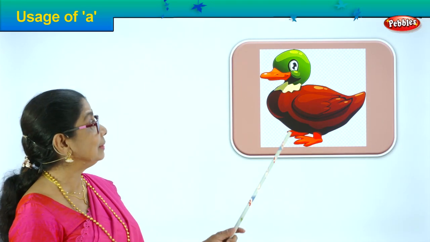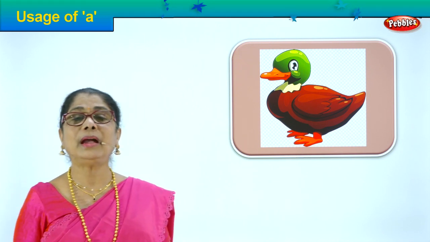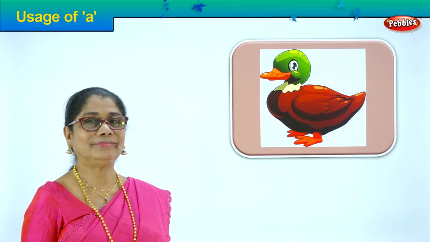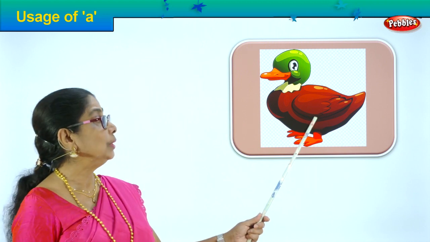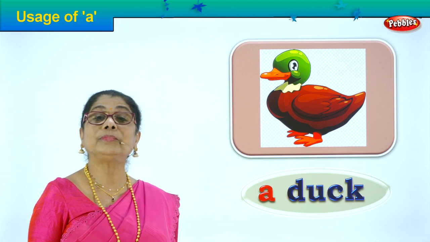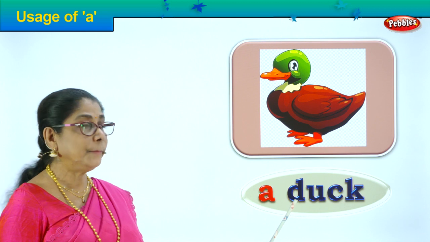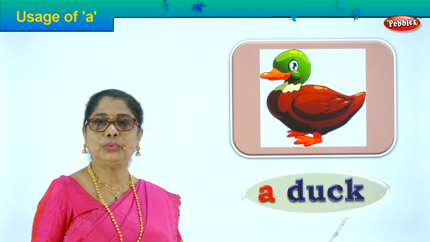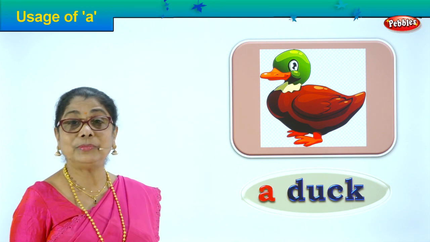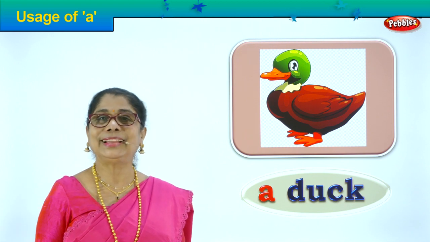See what you have here. What is this? Duck. Spell duck. D-U-C-K, duck. What will you use before the word duck? Good. A duck. A is used before the word duck. A duck swims in the pond. A duck lives in the pond. Good.